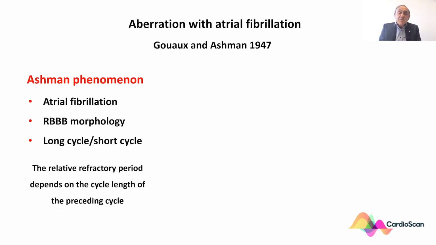The phenomenon was called Ashman phenomenon. It occurred with atrial fibrillation. There was a right bundle branch block morphology. And what was important, what they described was the long cycle, short cycle, because the relative refractory period depends on the cycle length of the preceding cycle.